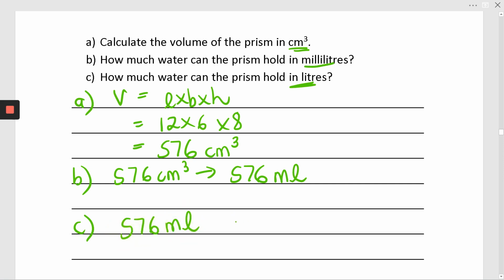The third question wants it in liters, which now I'm going to use my 576 milliliters to get to liters. I'm going to divide by 1,000, and that's going to get me 0.576 liters.